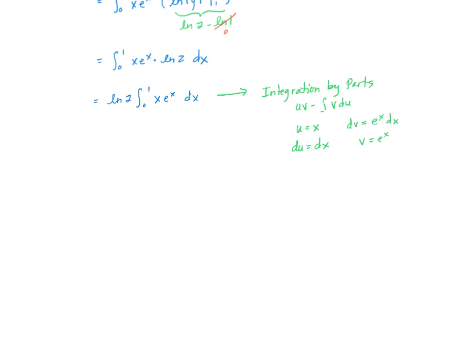So we set up our integral as u times v minus the integral of v du. The natural log of 2 is still on the outside, so I'm going to use brackets to write out my integration by parts. It becomes x e to the x minus the integral of e to the x dx. And I'm going to evaluate this from 0 to 1, which is the natural log of 2 times x e to the x minus the antiderivative of e to the x, which is simply e to the x.